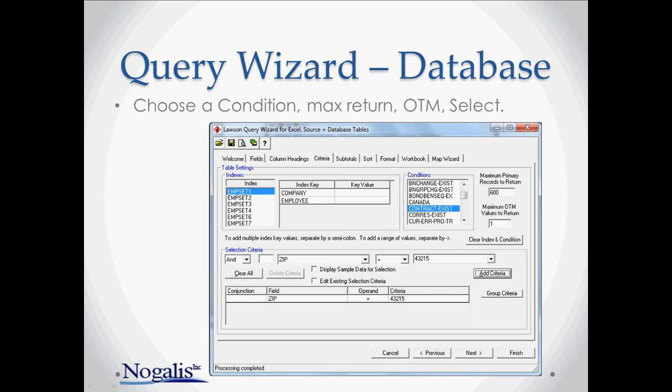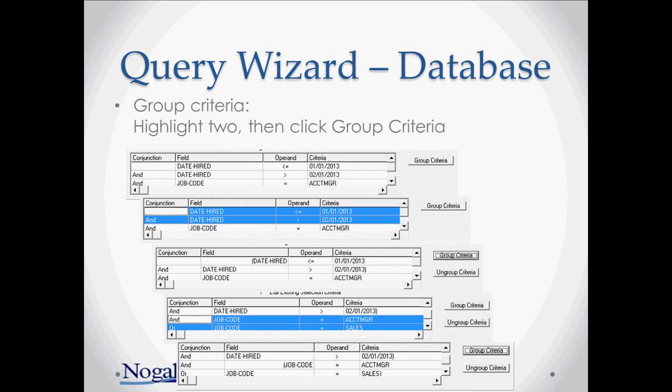So here's a detailed example of how to build the select criteria using grouping. For example, we want to see all sales and account manager employees who were hired in January of 2013. To do this, we enter 4 criteria. The first 2 are grouped together and the last 2 are grouped together. Without grouping, it could be read as all employees who are either account managers hired in January or else have a job code of sales. Read this way, it could return all employees with job code equal to sales. So to clarify the syntax, we group the top 2 together and the bottom 2 together.